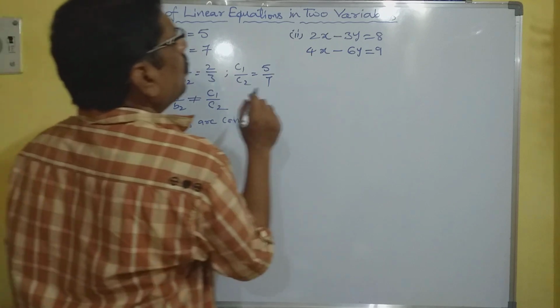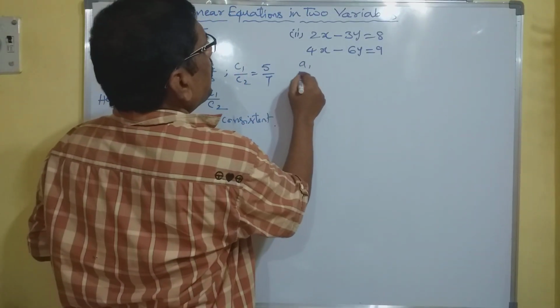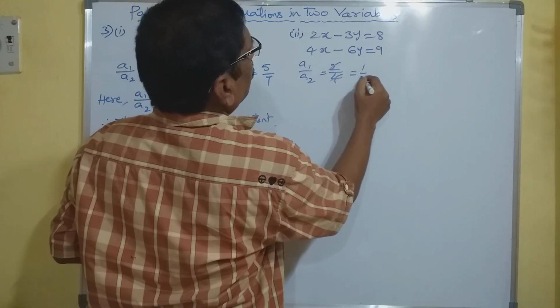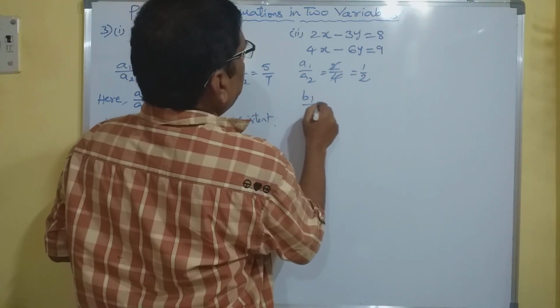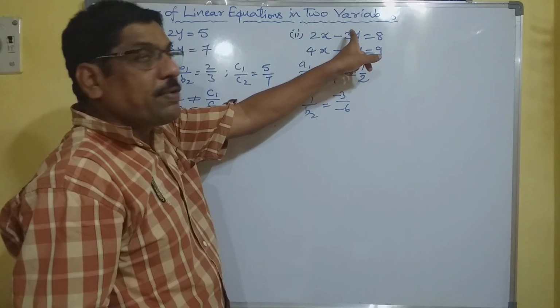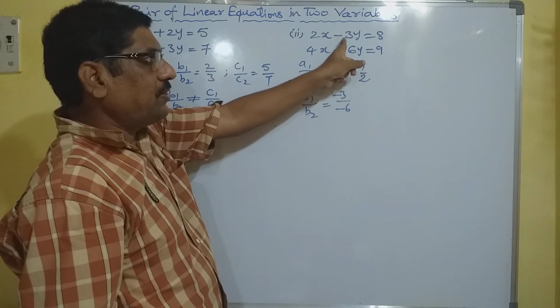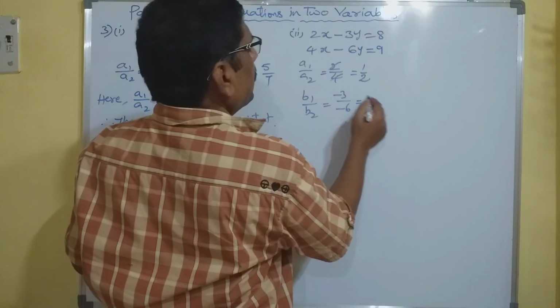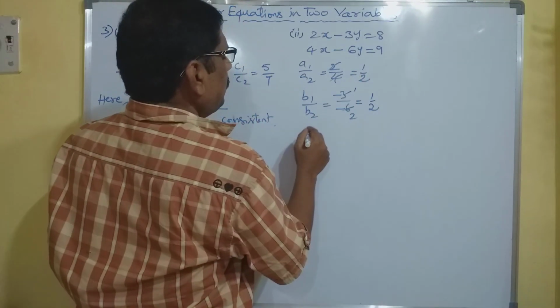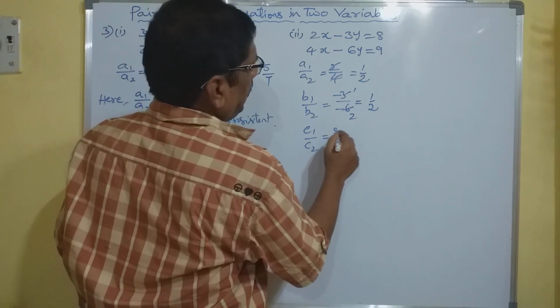Okay, now look at the next one. Here a1 by a2, what is a1 by a2? 2 by 4, by cancellation we get 1 by 2. And b1 by b2 is minus 3 by minus 6. The coefficients of y are minus 3 and minus 6. So if you cancel them, we get 1 by 2. And what is c1 by c2? c1 by c2 is 8 by 9.